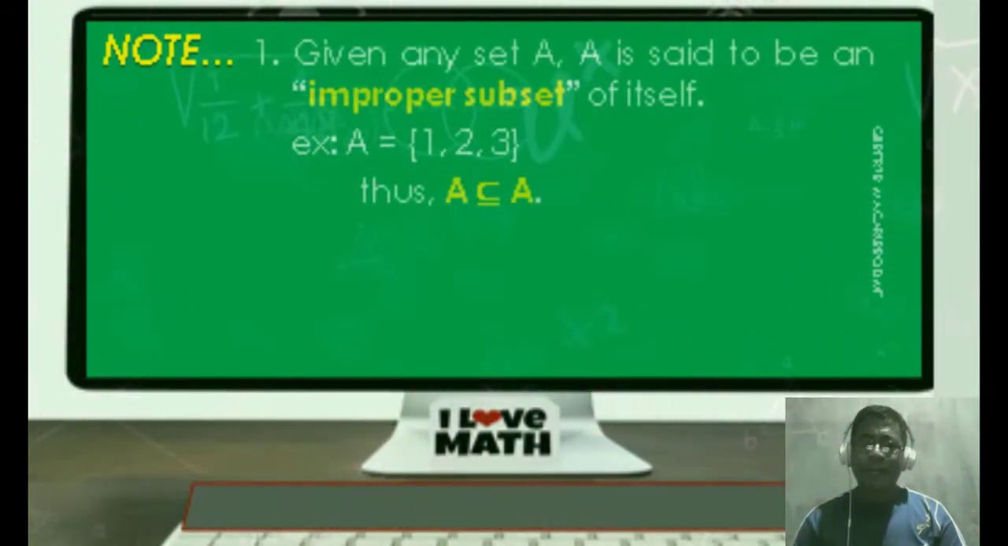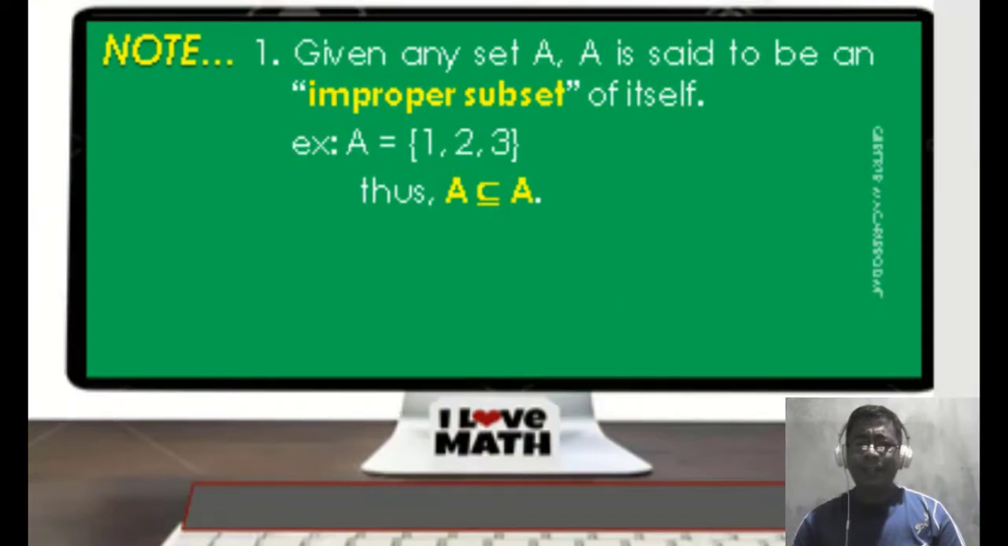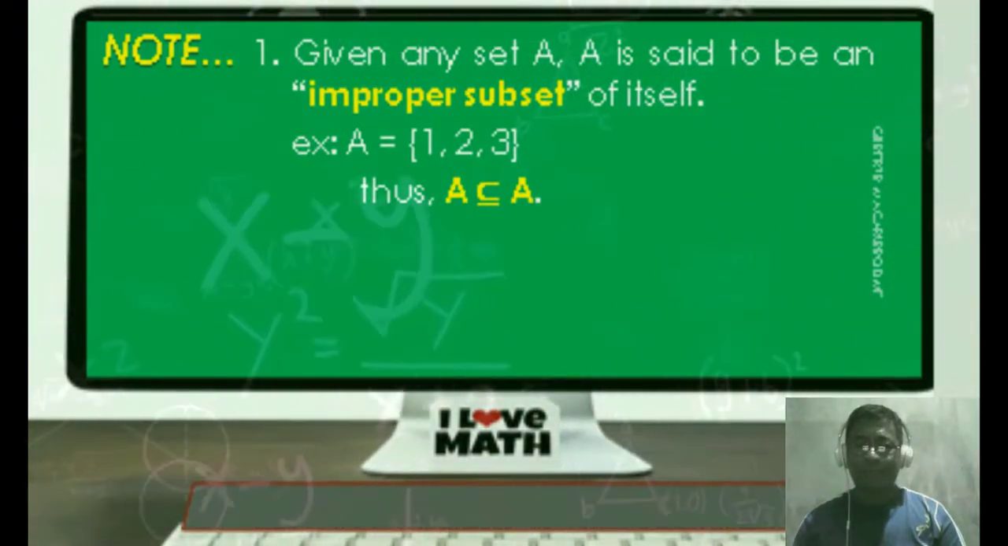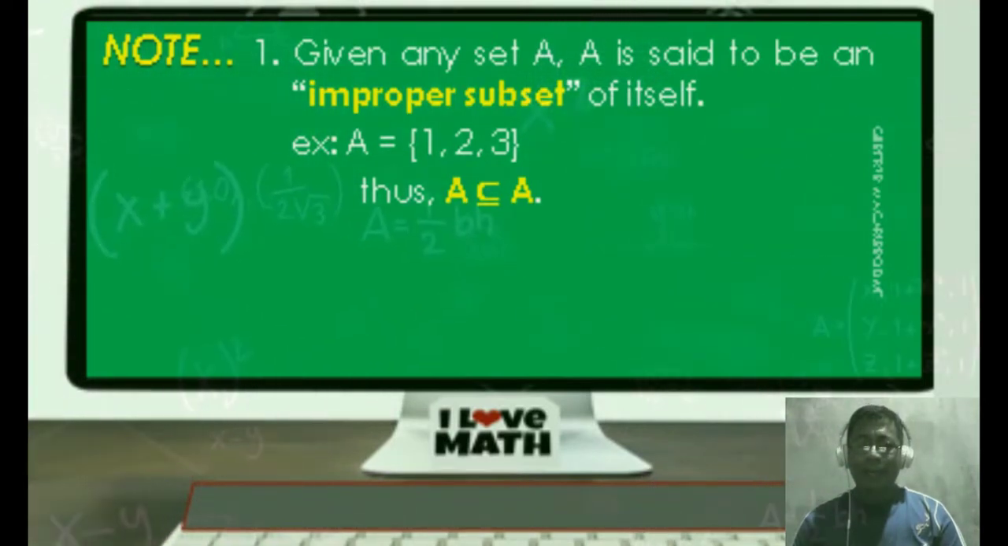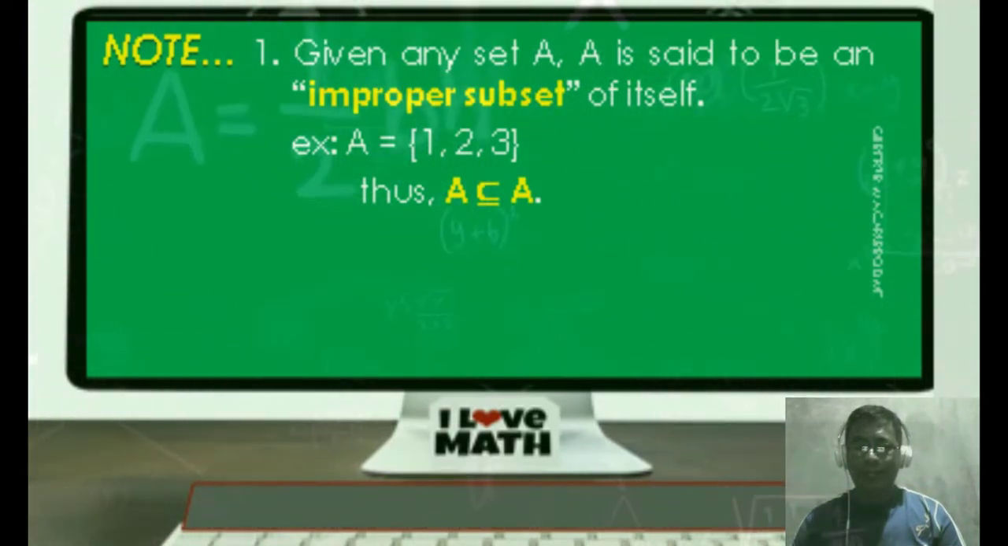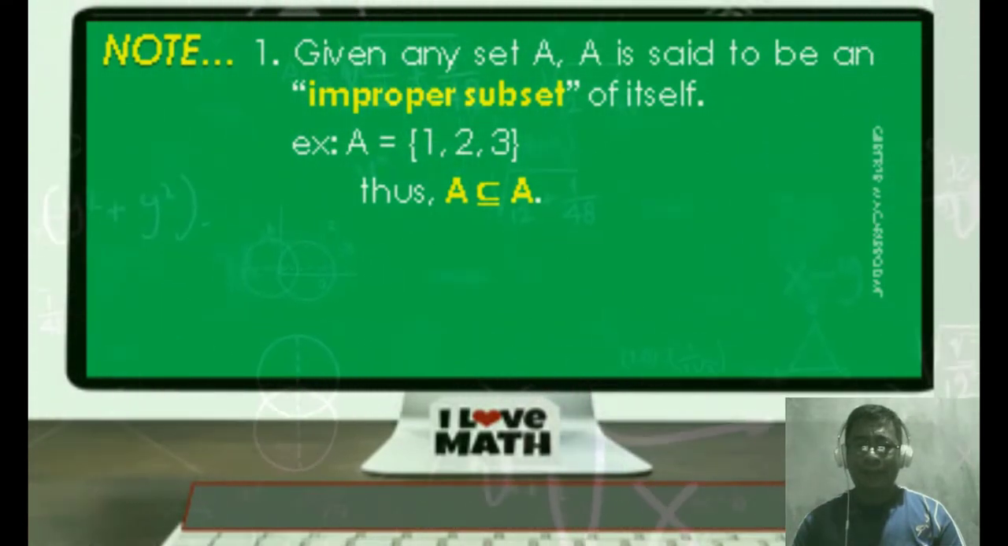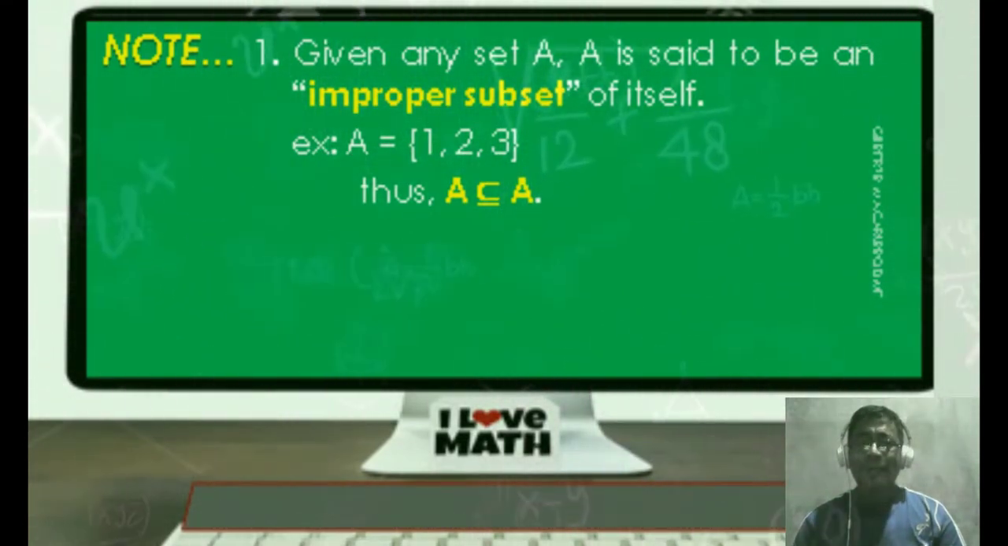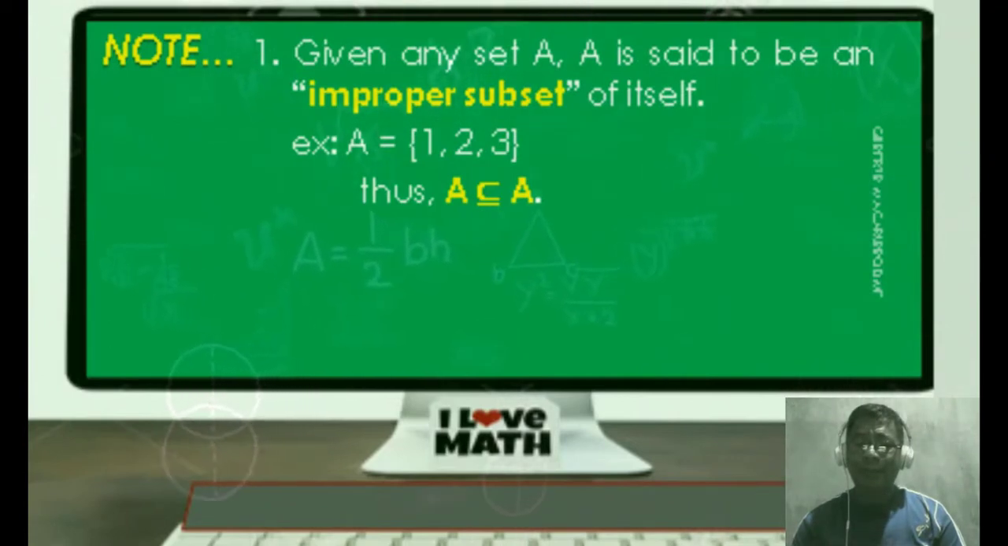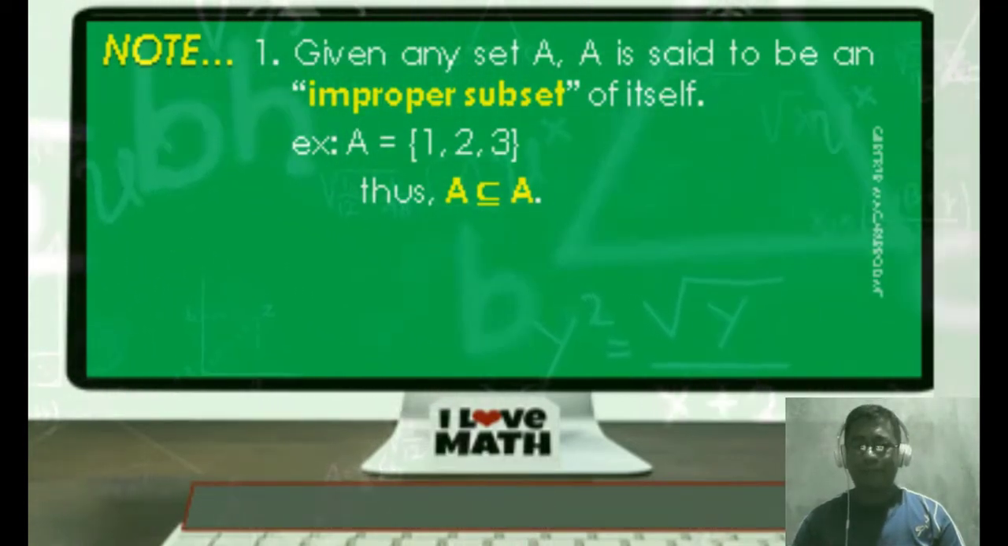Also take note, class, any given set A is said to be an improper subset of itself. Example, A is equal to {1, 2, 3}. Thus, A is a subset of A. Take note, A is said to be an improper subset of itself.